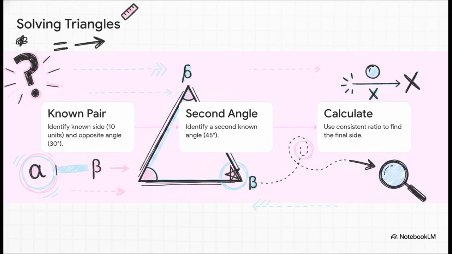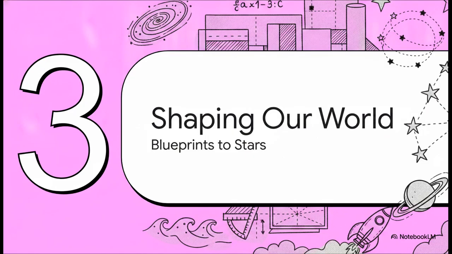So the absolutely crucial point is what we do next in step 3. Because we know the ratio we established in step 1 applies to every single side and angle pair, we can use it to directly calculate the length of the missing side opposite that 45-degree angle. By just knowing one side and 2 angles, this law literally gives you the superpower to unlock the rest of the triangle's secrets. Section 3. Shaping our world, from blueprints to the stars.